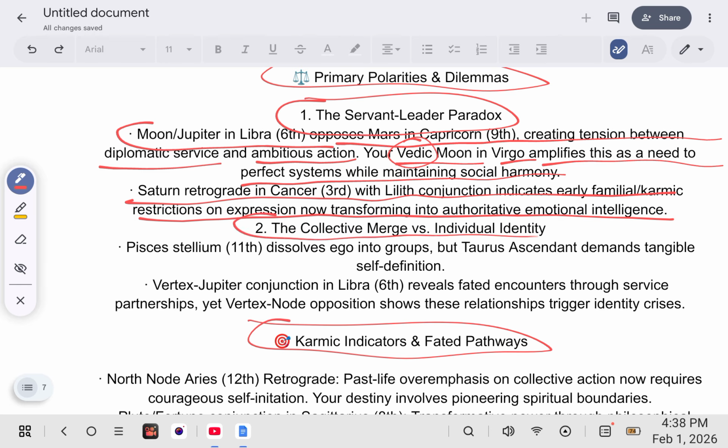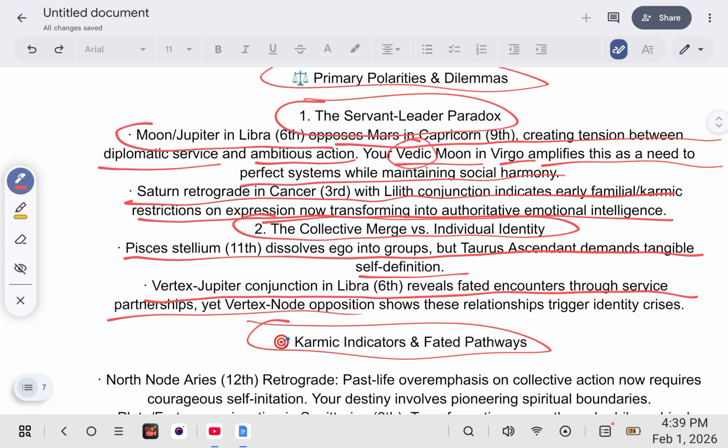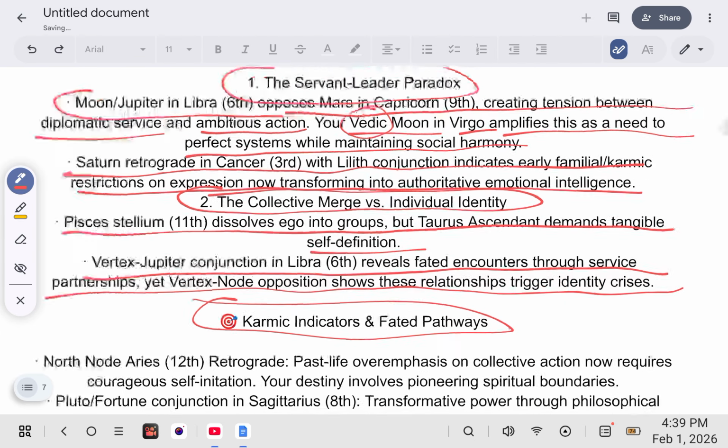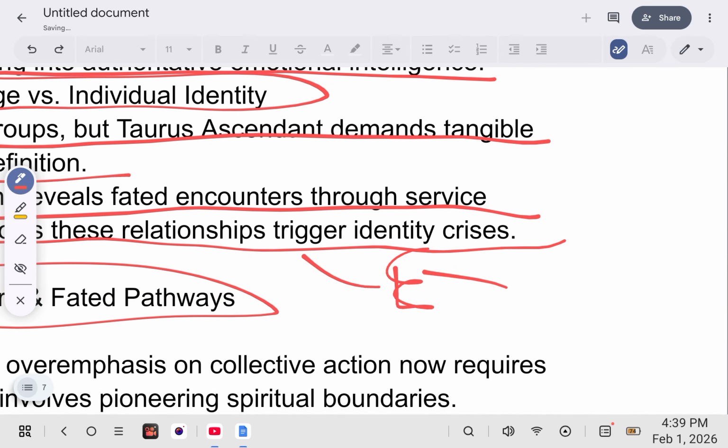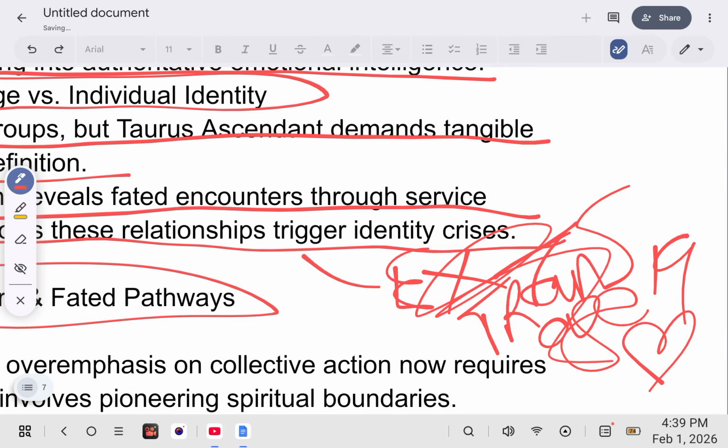I have the collective merge versus individual identity. Pisces stellium, 11th dissolves ego into groups, but Taurus ascendant demands tangible self-definition. Vertex Jupiter conjunction in Libra 6th reveals fated encounters through service partnerships, yet Vertex node opposition shows these relationships trigger identity crises. And my last ex did what to me? I mean, they made me transition. I won't say they made me, but had a heavy influence on me at the age of 19 because I was in love, and that is no longer.